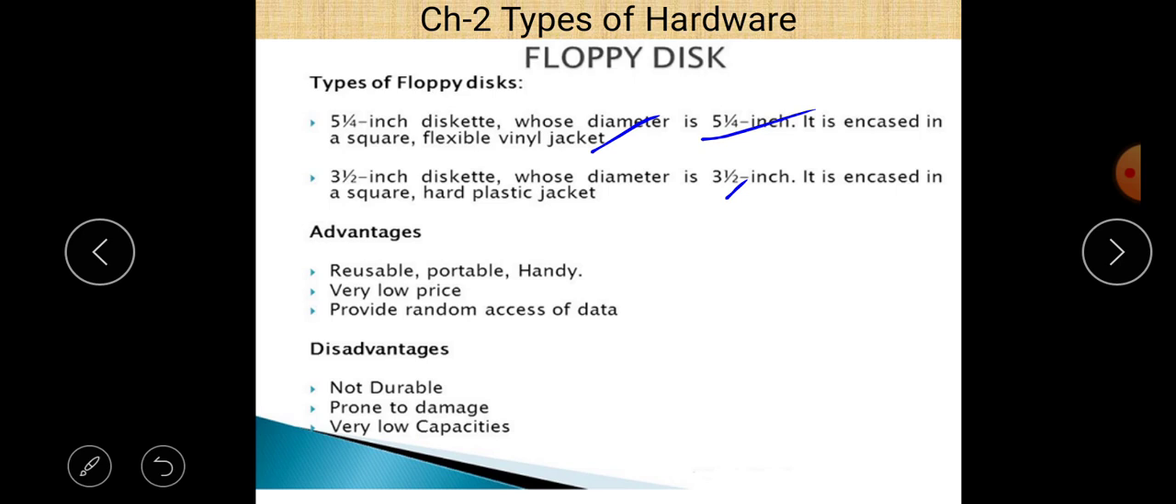Advantages of floppy disk: they are reusable, portable, handy, and very low price, and they provide random access of data. Disadvantages: not durable, prone to damage, and very low capacities. That is a big disadvantage of floppy disk, that they have very low capacities to store the data.